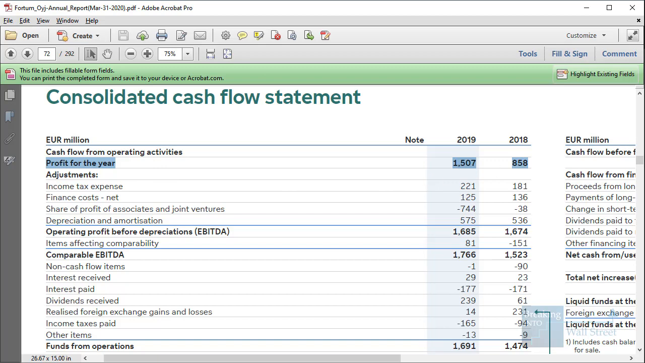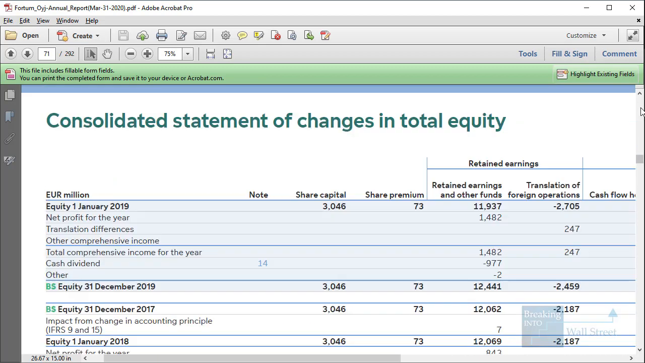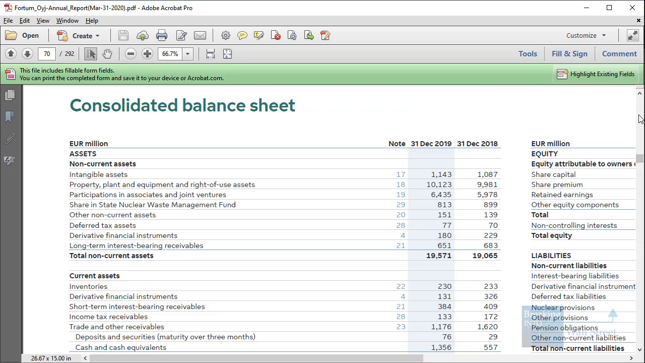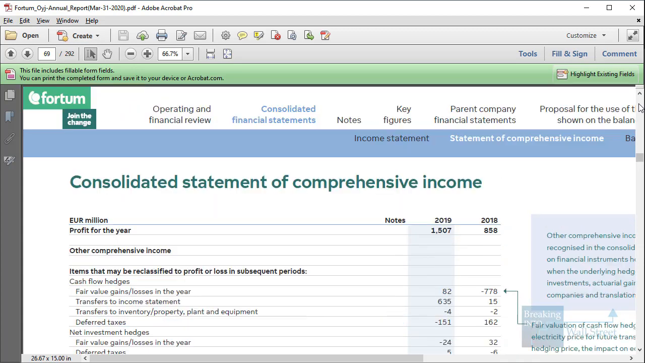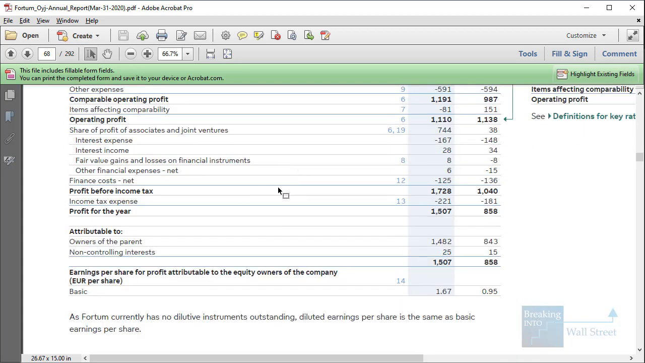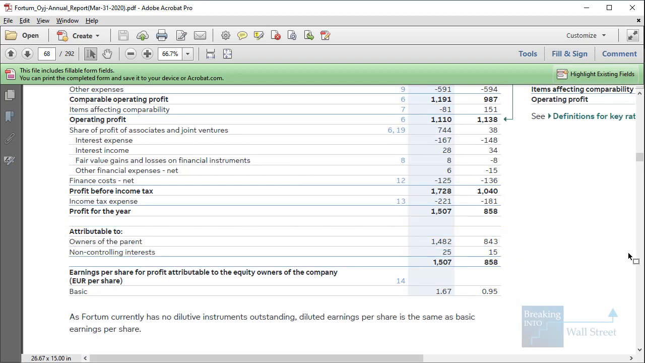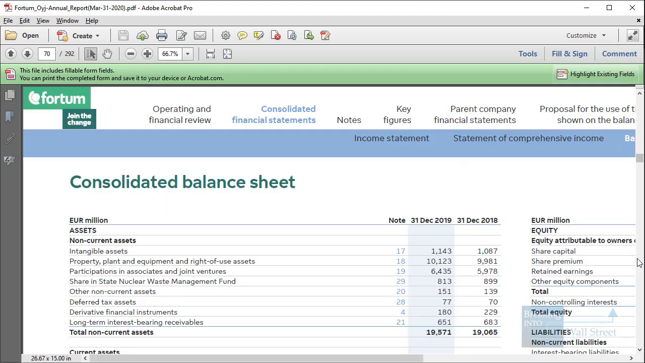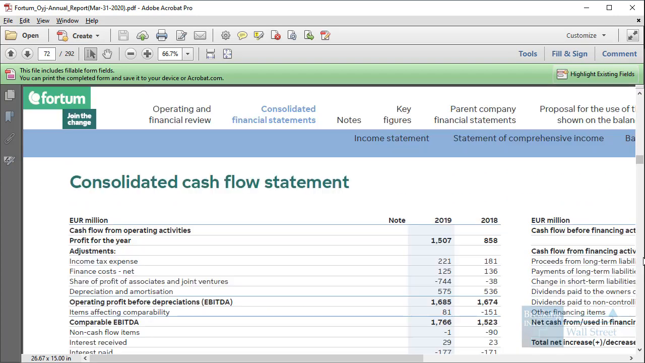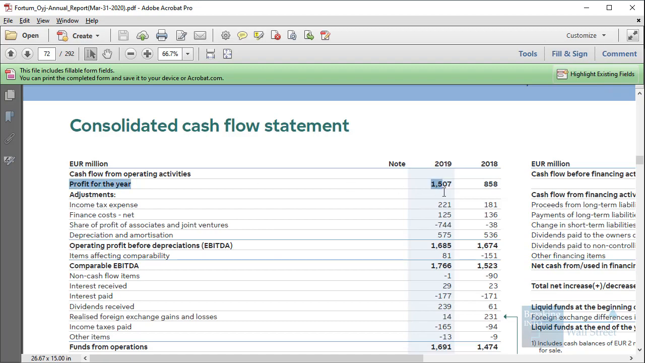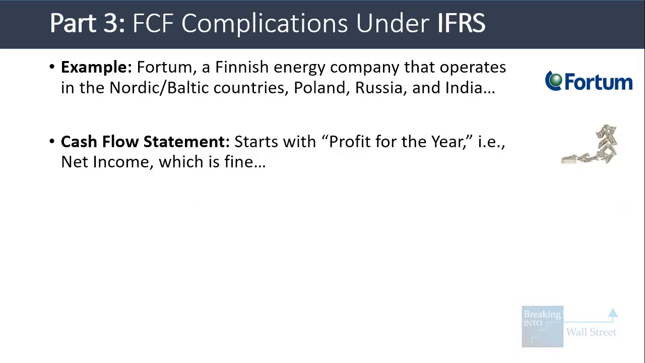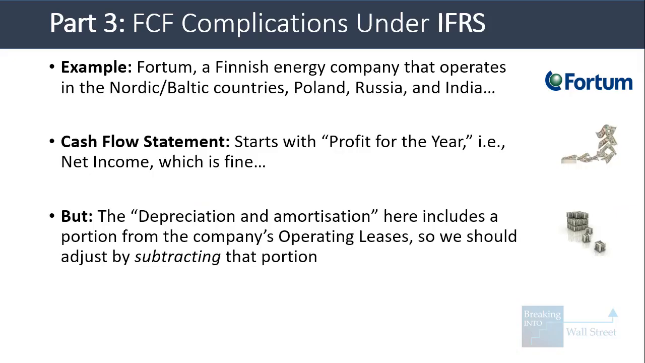So since this matches the net income on the company's income statement, let's go up and take a quick look at that. You can see here that profit for the year matches the very bottom line on their income statement. So this part is fine, and we don't need to make any adjustments here because it seems to deduct all the items that free cash flow should normally deduct. The problem is that depreciation and amortization here also includes a portion of the depreciation element of the company's lease expense. So we need to adjust by subtracting that portion.